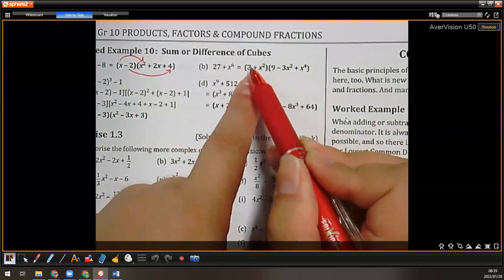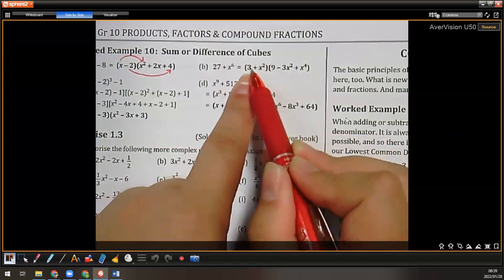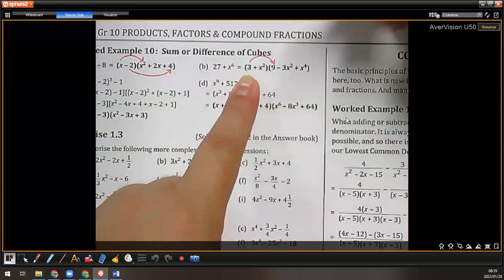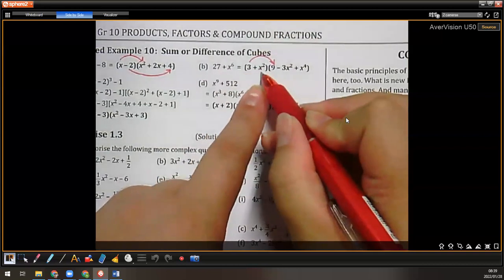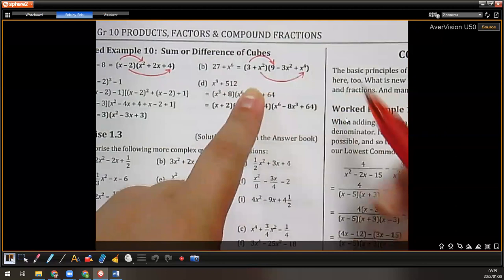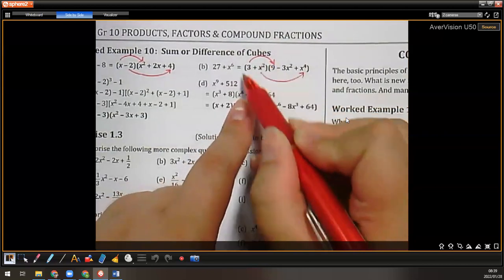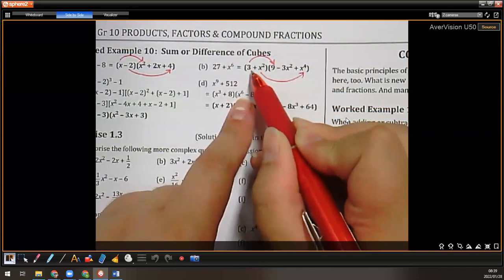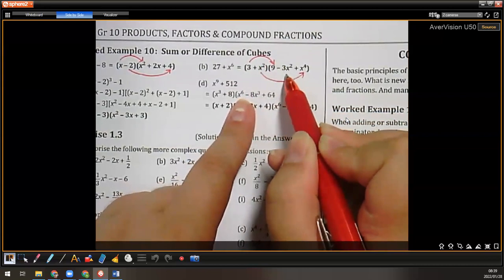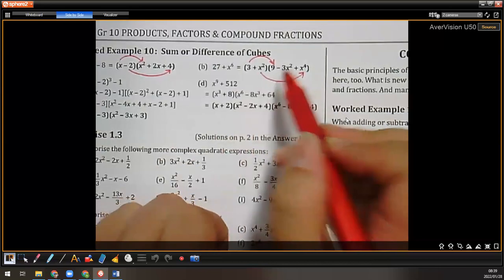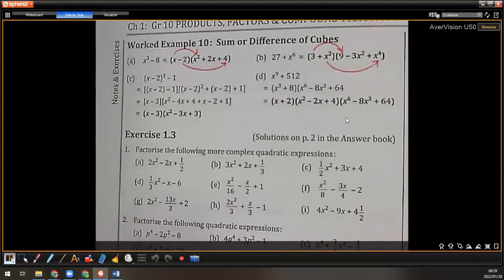Close bracket. When you use your binomial to set up your trinomial, 3 squared is 9. X squared squared is x to the 4. 3 times x squared is 3x squared. And then you change the sign to minus 3x squared. And that's it.